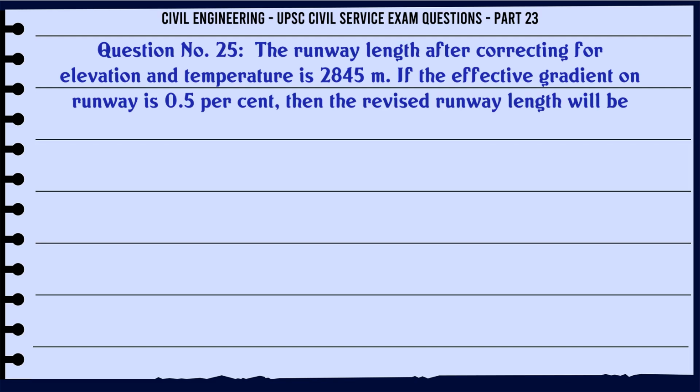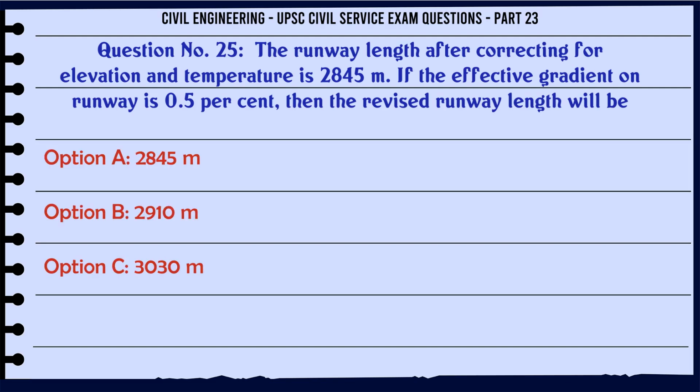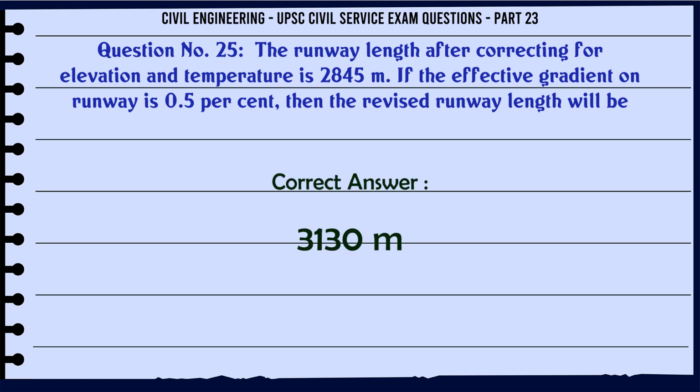The runway length after correcting for elevation and temperature is 2845 m. If the effective gradient on runway is 0.5%, then the revised runway length will be A. 2845 m, B. 2910 m, C. 3030 m, D. 3130 m. The correct answer is 3130 m.